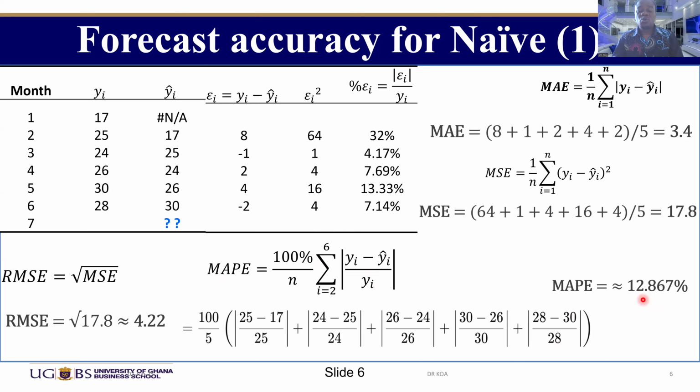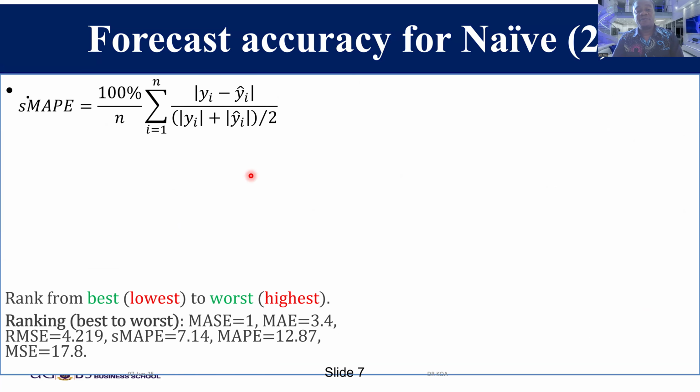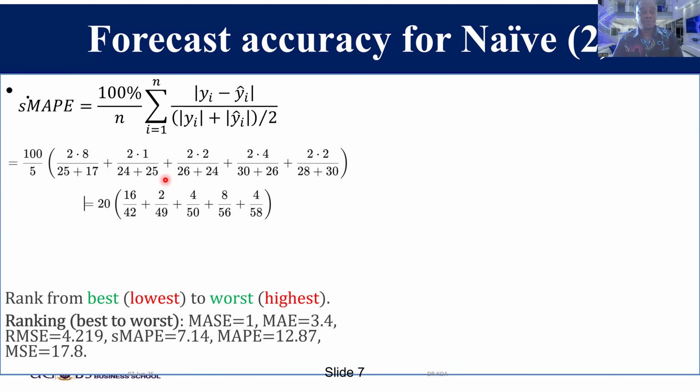12.867. So who is still winning? And who is losing now? Which forecast accuracy is winning and which one is losing? Who is winning and who is losing? All right. Just pay attention, guys. I'm going to move faster. If you pay attention and you ask me a question, it will help you.